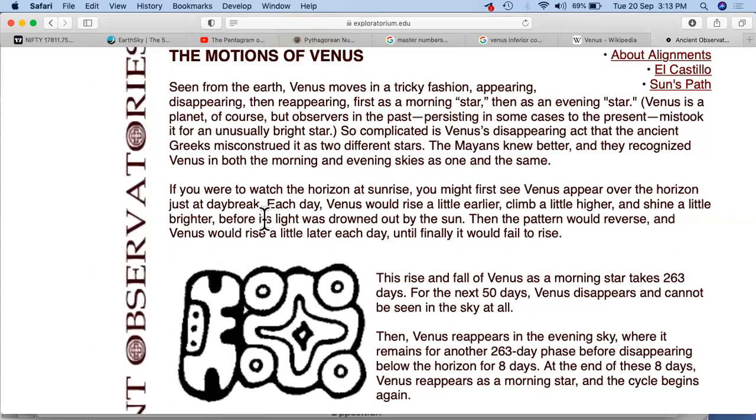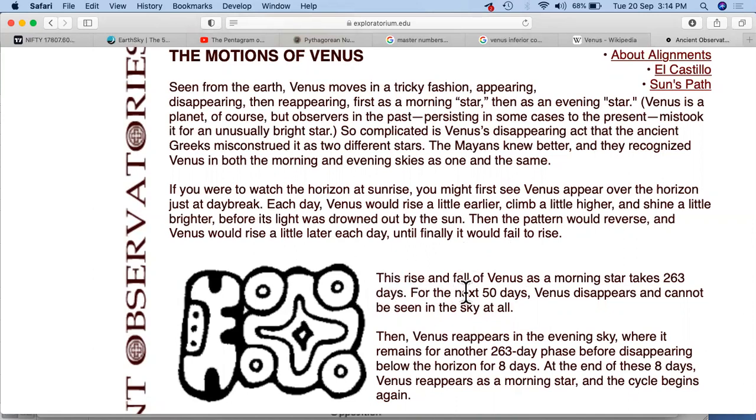If you were to watch the horizon at sunrise, you might first see Venus appear over the horizon just at daybreak. Each day, Venus would rise a little earlier, climb a little higher, and shine a little brighter before its light was drowned out by the sun. Then the pattern would reverse and Venus would rise a little later each day until finally it would fail to rise. This is how the disappearance and reappearance cycle looks.